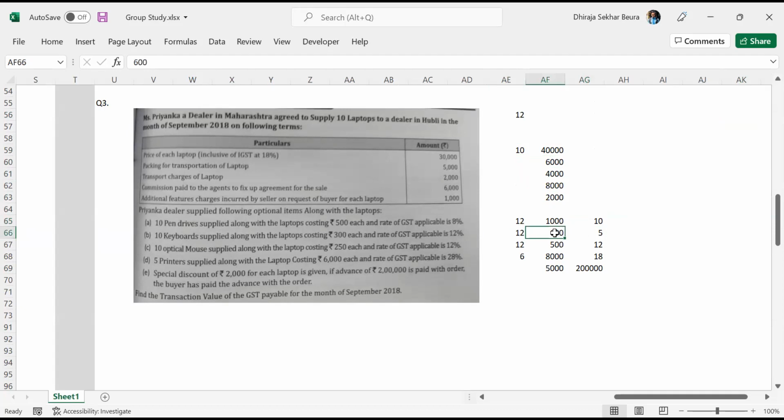There are 12 pen drives of 1,000 each, and the GST rate applicable is 10%. 12 keyboards, 600 each, GST rate is 5%. 12 optical mouse, 500 each, 12% GST rate. 6 printers, 8,000 rupees each, GST rate is 18%, not 20, 18%. Now the special discount is 5,000 for each laptop if the advance is 2 lakhs or more. Can you please quickly calculate and tell me the transaction value and the GST payable?